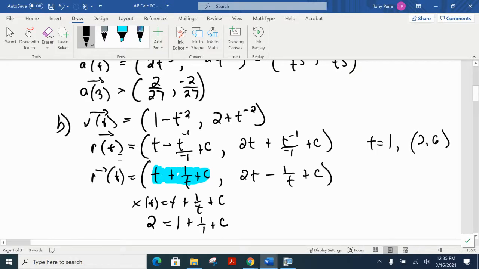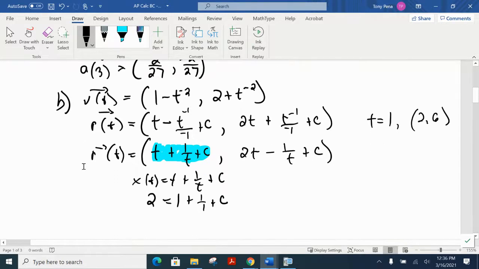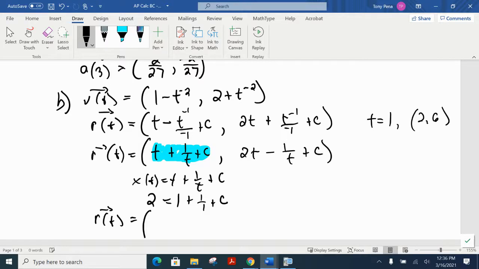Did we all get 0? Yeah. Not very often you're going to get a c of 0, because if you forget your plus c, then you still get it right. But in this case, we do. So our position at that time would be t plus 1 over t, and then our c ends up being just a 0. So that's a comma there.